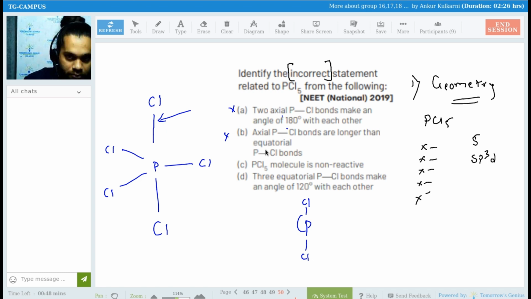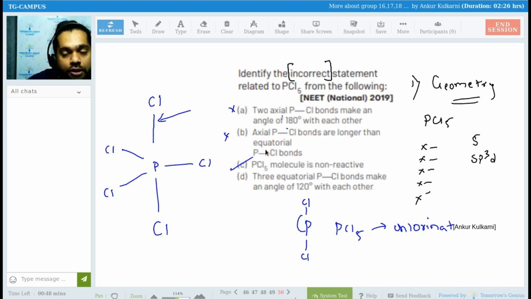Yes, it is true. Then what do we have? PCl5 molecule is non-reactive, is it? No, PCl5, we have reactions. We have reactions of PCl5, isn't it? PCl5 is a chlorinating agent. Please remember this. So it is not non-reactive. It is a reactive molecule. So it is a chlorinating agent.